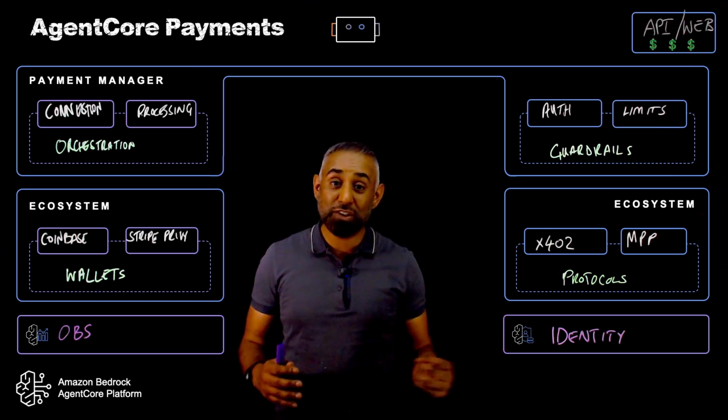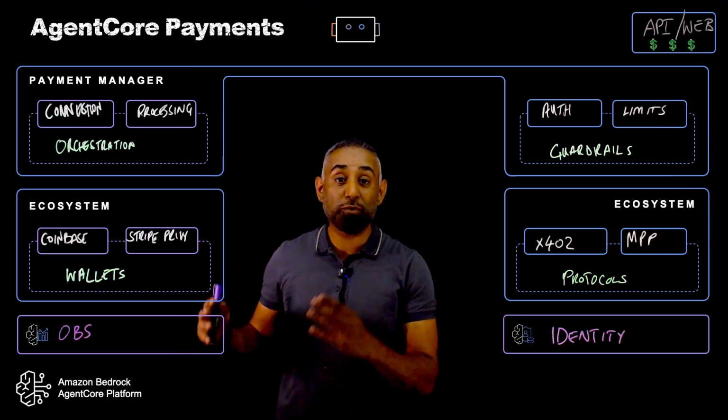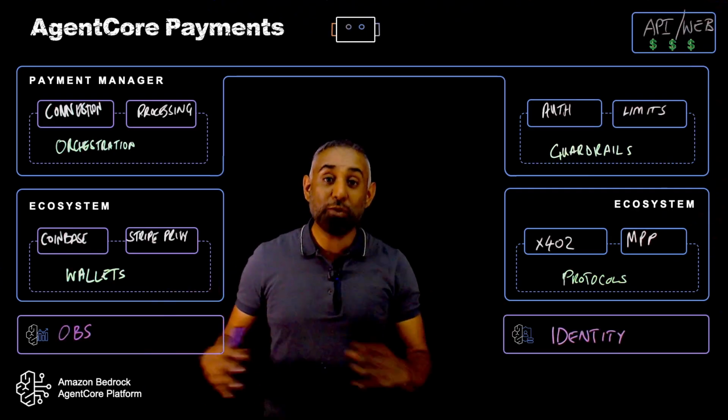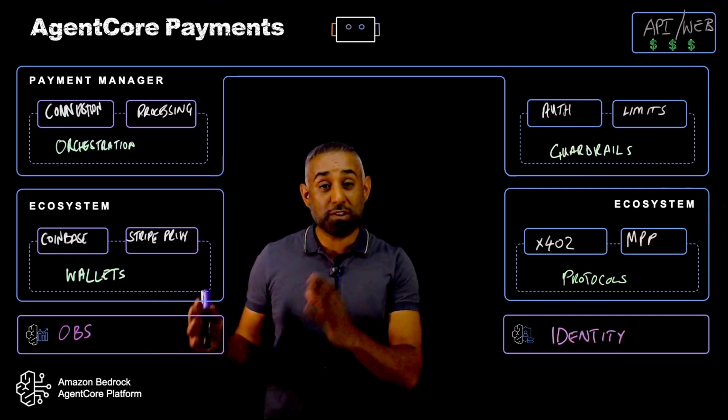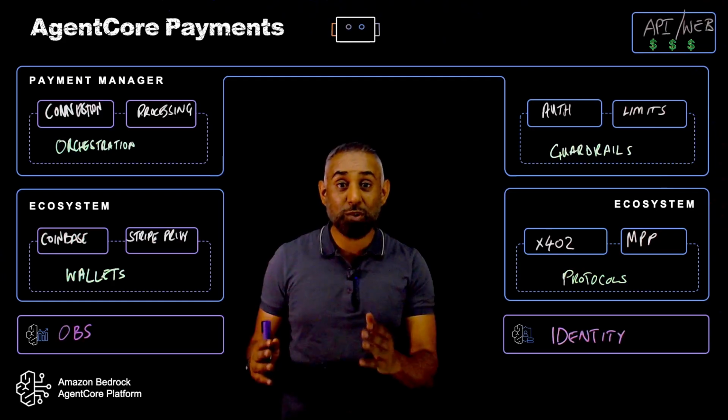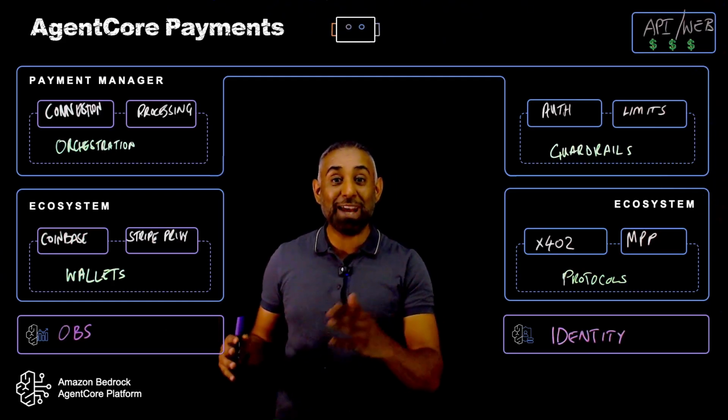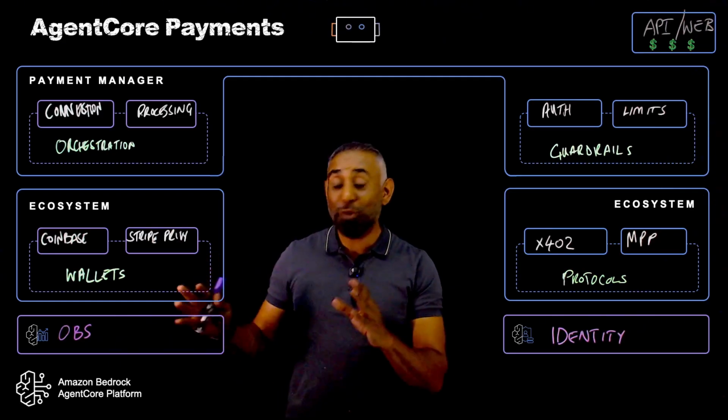AgentCore observability has its own dashboard, so you can actually see the average spend per transaction. You can see the payment sessions. You can view the number of transactions per month or whatever that is that are being executed. So you can see that full payment lifecycle and the behavior of the agent, i.e. the spending patterns of the agent as well.